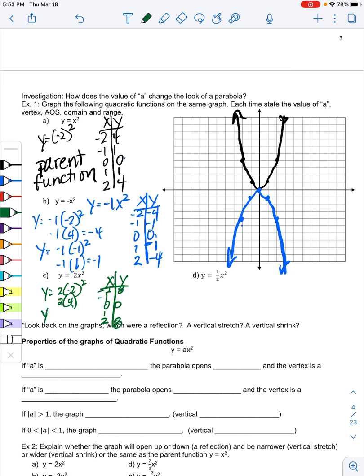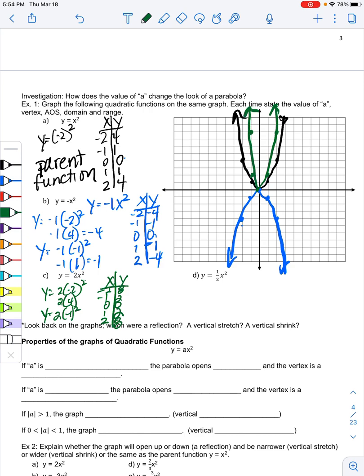And then when we put in the -1, 2 times -1 squared, square the -1 first, make sure it's in parentheses when you put it in the calculator. -1 squared is 1, 1 times 2 is 2. So this is 2 and 2. So I have -2 and up 8, -1 and up 2, 0, 0, 1, 2, and 2, 8. And you'll notice that this one's sort of inside the parent function.